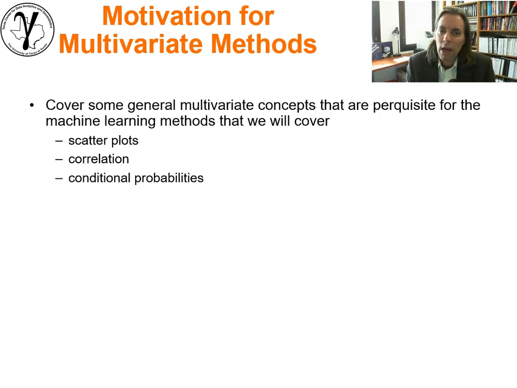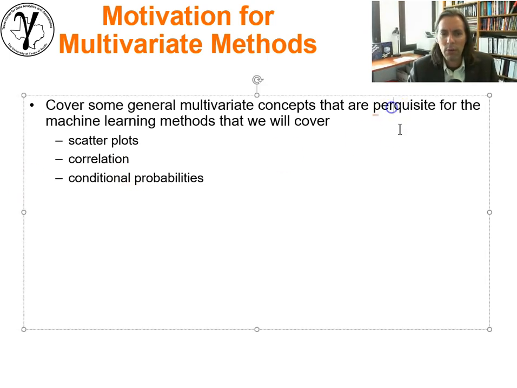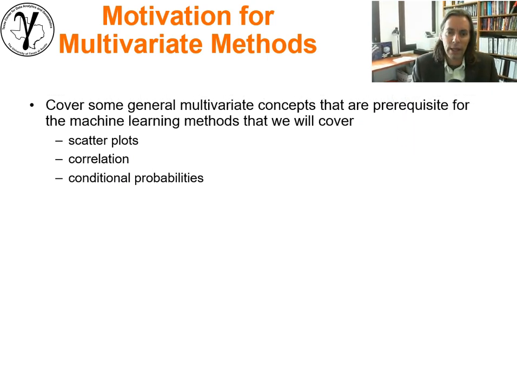Now, why do we want to cover multivariate methods? Well, we want to cover some general multivariate concepts that are really going to be prerequisite for everything that we're going to be doing furthermore in the discussion around machine learning. Many of our machine learning methodologies are working with multiple predictor features, inputs to the model, to make predictions of potentially multiple outputs or response features. And so we want to be able to account for that.